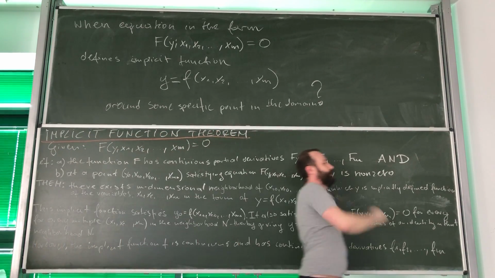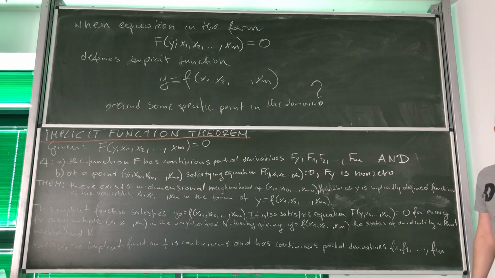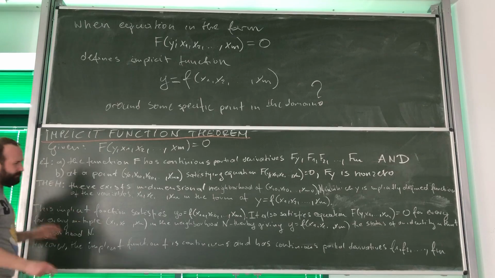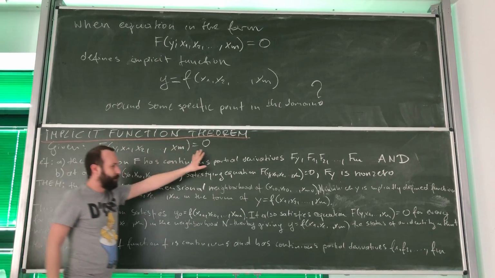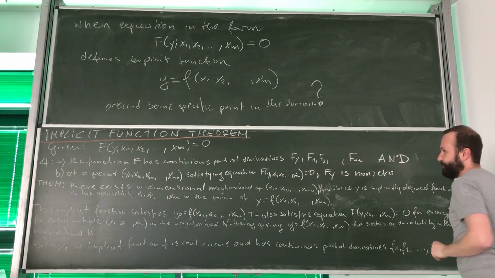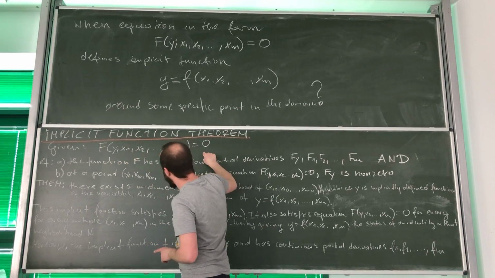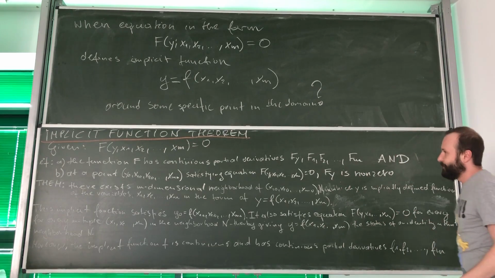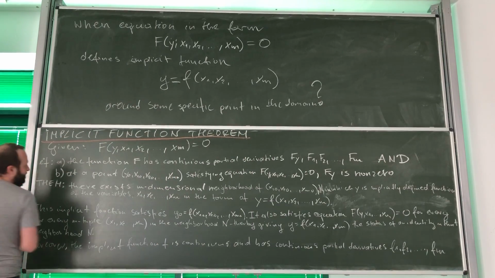the implicit function theorem. Of course, you don't need to know it by heart. This theorem is long and boring. However, we need to just understand what it means so we are able to actually use it. Okay, so let's go step by step through what is in the theorem. Given a function in the form F of y, x1, x2 until xm equals 0, if, and here we have two conditions.